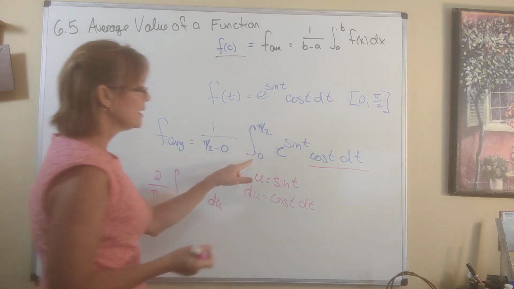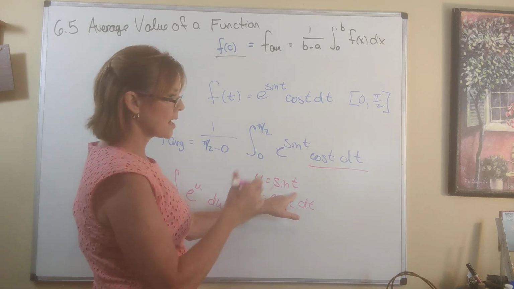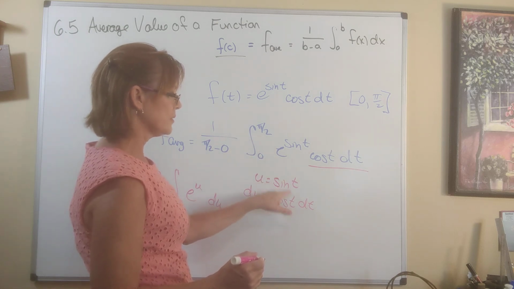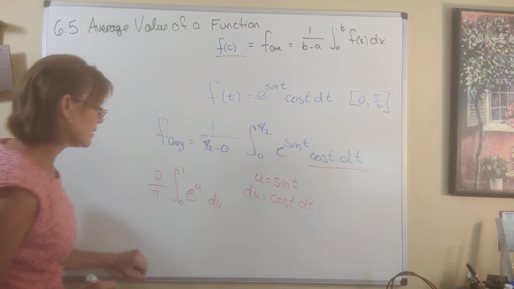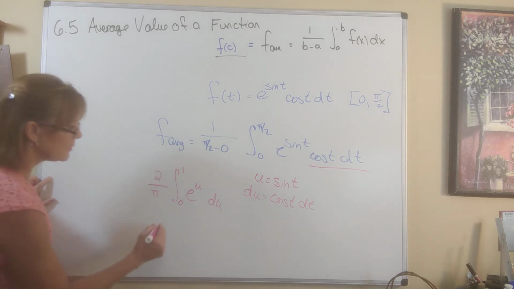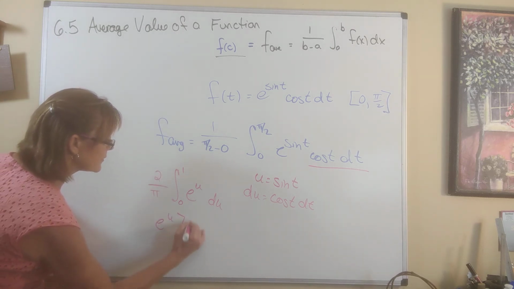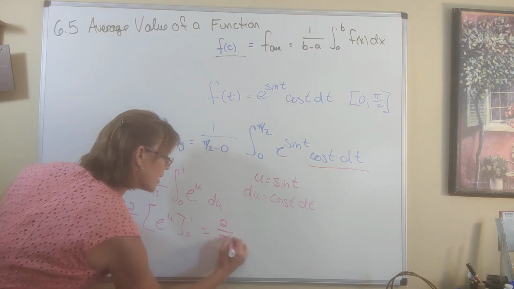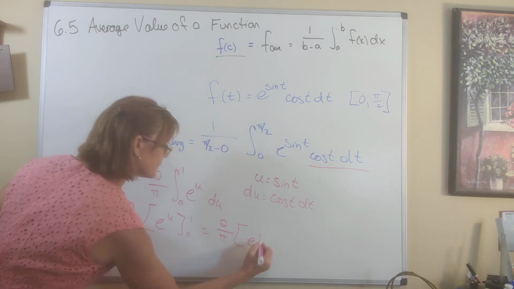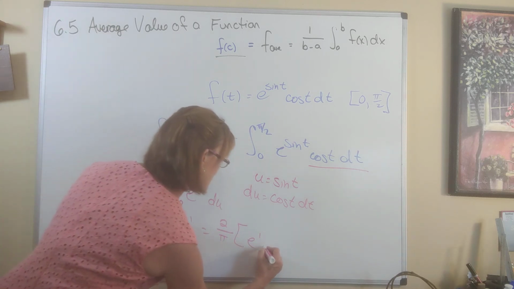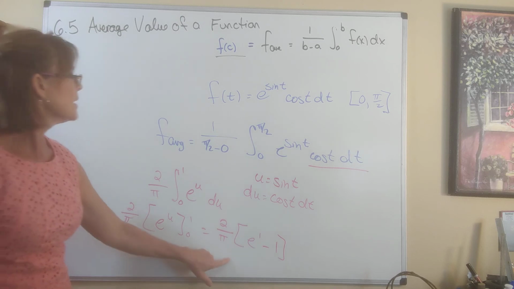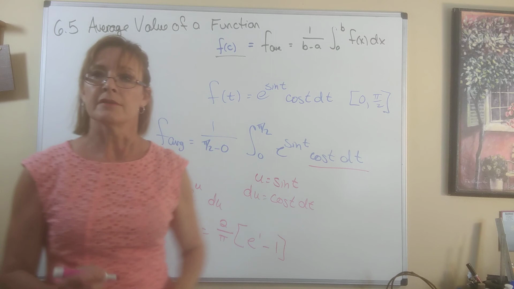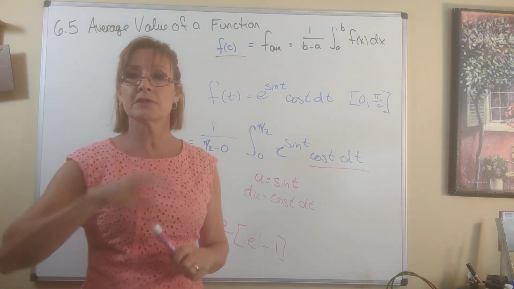We can do that easily. 0, put that in for t. The sine of 0 is 0. Pi over 2, the sine of pi over 2 is 1. And so we've adjusted our limits. Let's integrate. E to the u's integral is e to the u. Let's evaluate it from 0 to 1 times 2 over pi. All right? This is 2 over pi times e to the 1, e to the 0 is a 1, minus e to the 0, minus 1. And so this is the average value of this function from 0 to pi over 2. Okay, I'm going to take a pause and we'll do the last few examples on the second video.